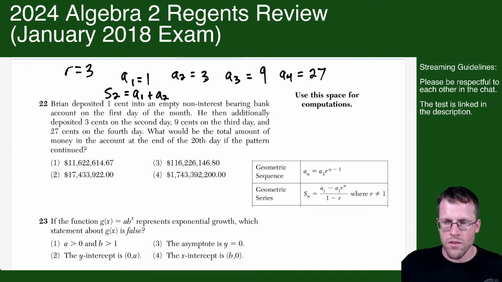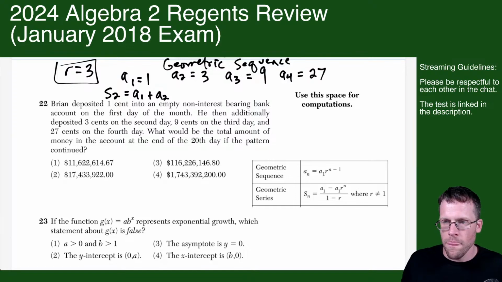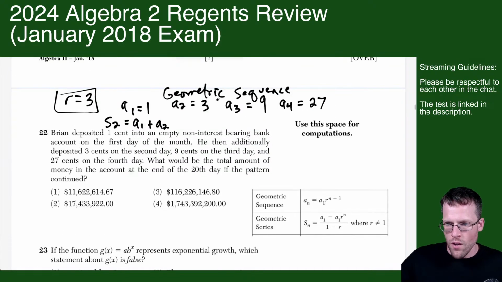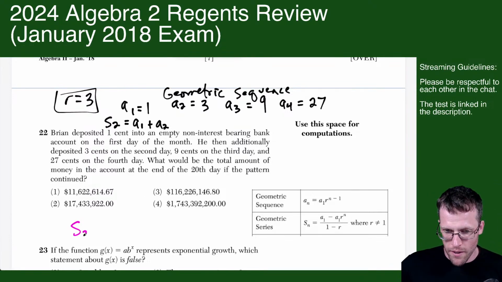1 times 3 is 3, 3 times 3 is 9, 9 times 3 is 27. So this is a geometric sequence. But the question is asking something different. They're asking us, what would be the total amount of money in the account if this pattern continued? So he's depositing it into the account, so it's adding up. So on the 20th day, how much would there be in total?